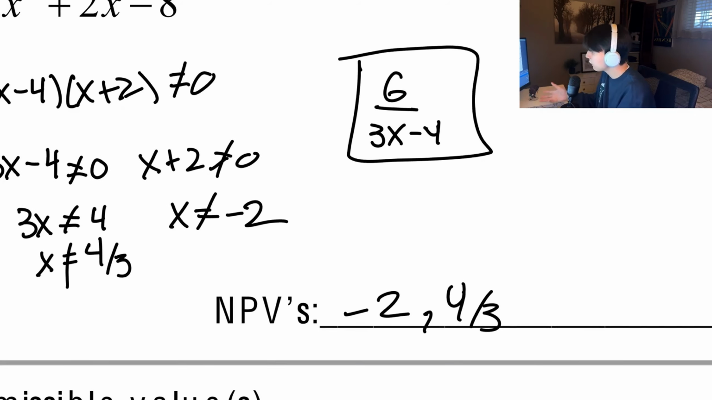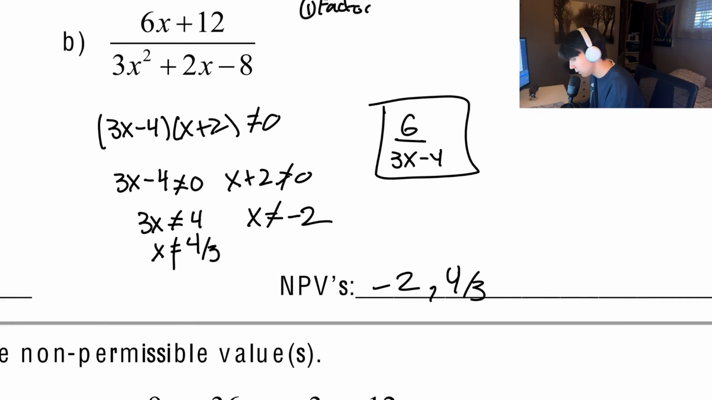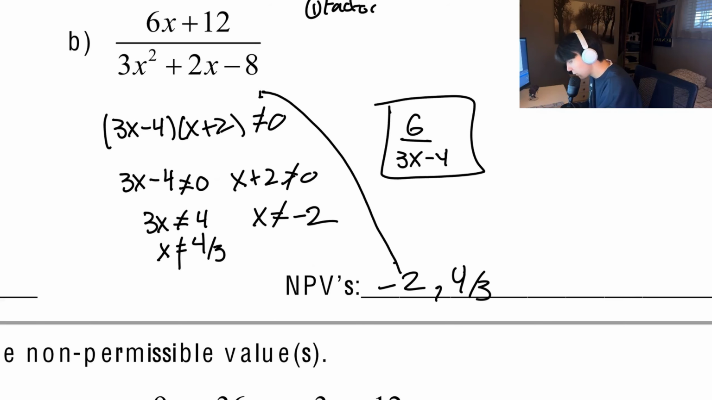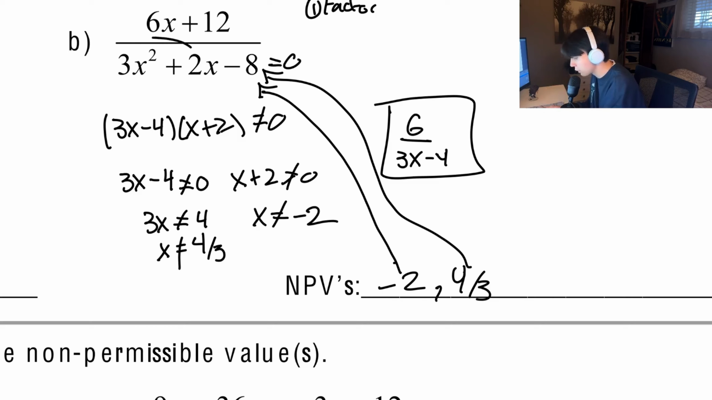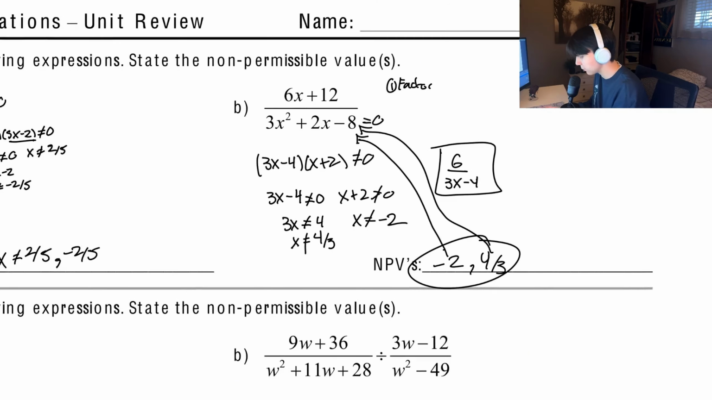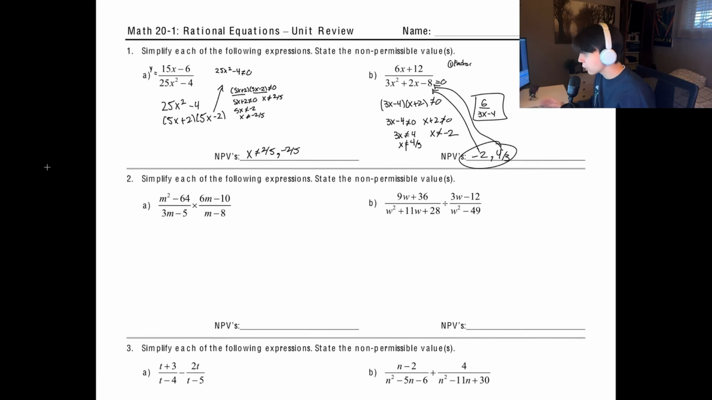And if you want to check if your answer is actually correct, you can plug these values back into your denominator here, and they should give you 0. And if it gives you 0, then that means your NPVs are correct, because we don't want to be dividing by 0. And these are the values of x that actually make our denominator 0. So that's a big problem, and we don't want that. So again, cool. Moving on.